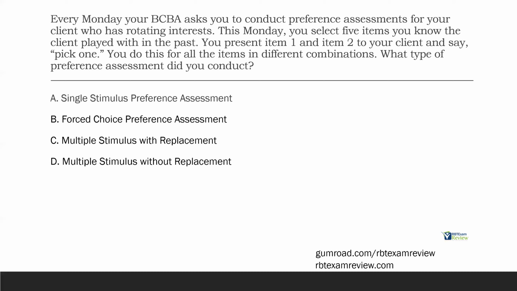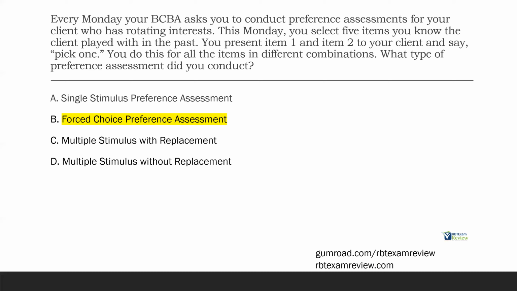You're always looking for ways to remember these things. And when you're doing preference assessments, ask yourself, how many items are we looking at? In this scenario, we're looking at item 1 and 2, so 2 items at a time. So immediately, that should tell you what? This is a forced choice assessment. So what are you doing? You're presenting 2 items, and you're saying pick one.